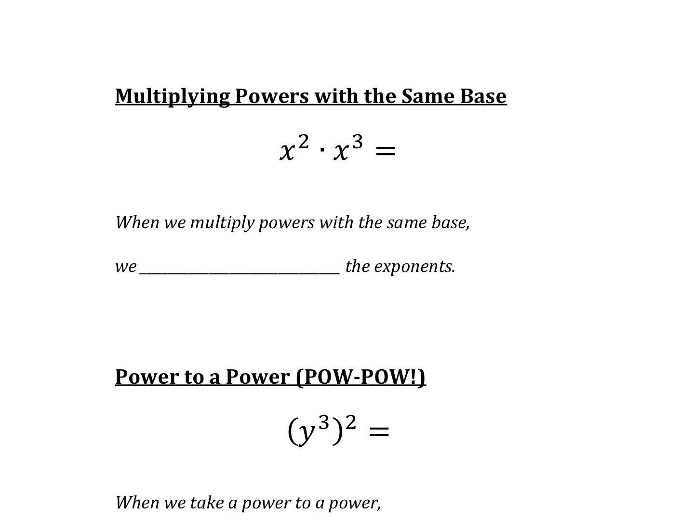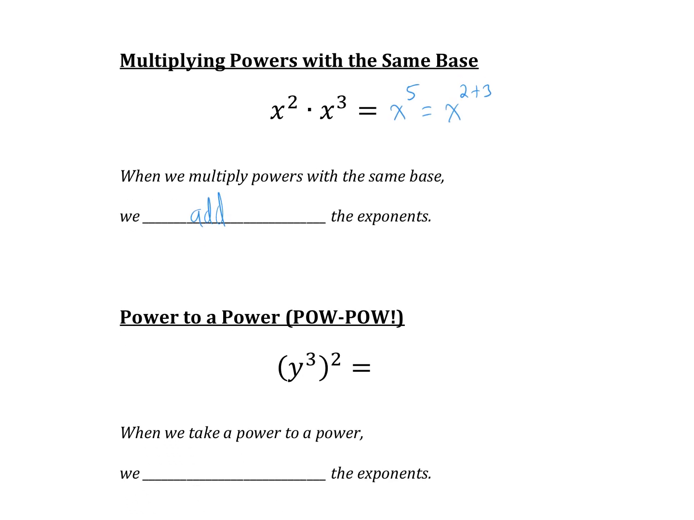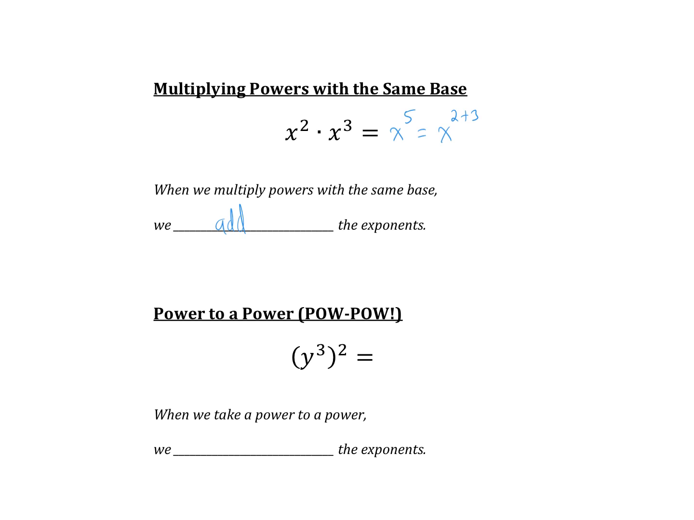All right, so the trick with this, if we do x squared times x to the third, that's going to equal x to the fifth. Well, how do we get 5 from 2 and 3? We're going to do x to the 2 plus 3, which means we're going to add the exponents. Okay, so when you multiply, you add the exponents. Good job if you got that one. So when we multiply, we add.